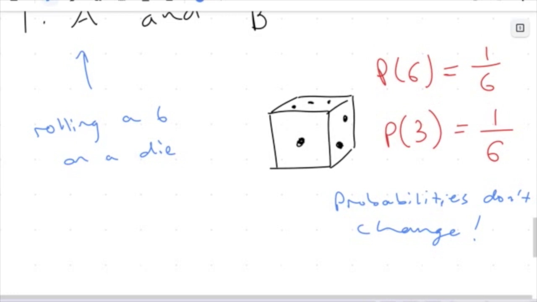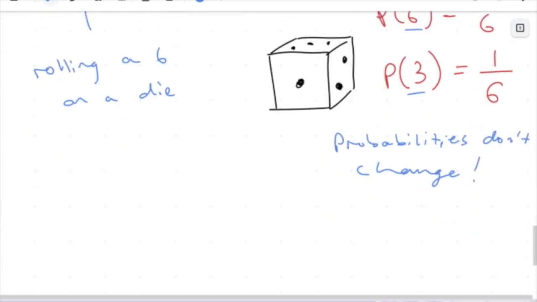Rolling a 6 and then rolling a 3 after, just rolling a die twice, one outcome does not affect the other. Rolling a 6 here did not affect you rolling a 3. You had the same probabilities, nothing was changed. One had no impact on the other.